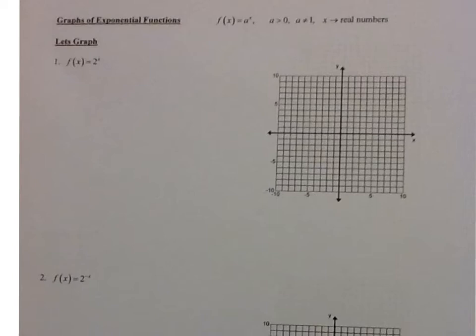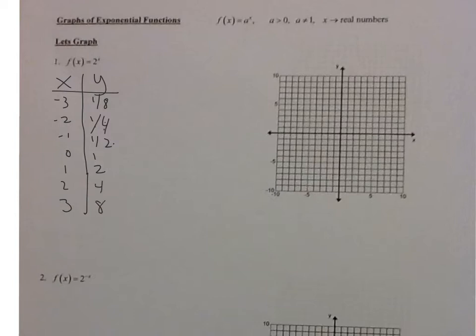All right, let's graph f of x equals 2 to the x power. I'm going to make a table of values, so you can plug it into your calculator to get your table. So I have x and y. I'm going to use -3, -2, -1, 0, 1, 2, 3. Plug it in your calculator, and when x is -3, I get 1/8. When x is -2, I get 1/4. When x is -1, I get 1/2. When x is 0, I get 1. 1 is 2, 2 is 4, and 3 is 8. So let's graph it.